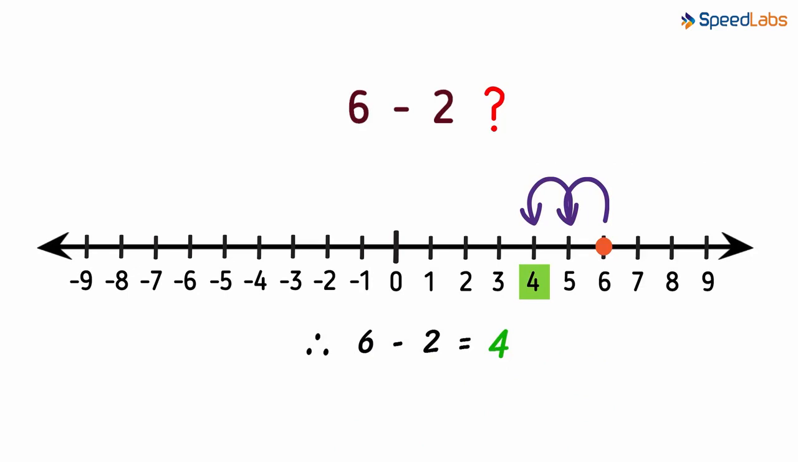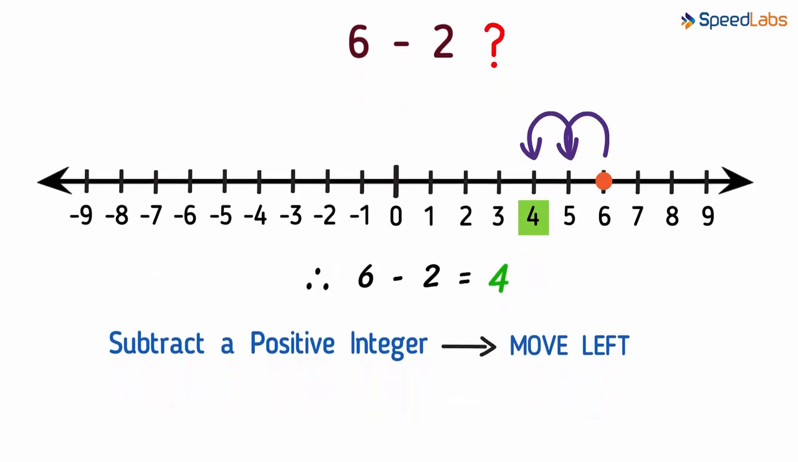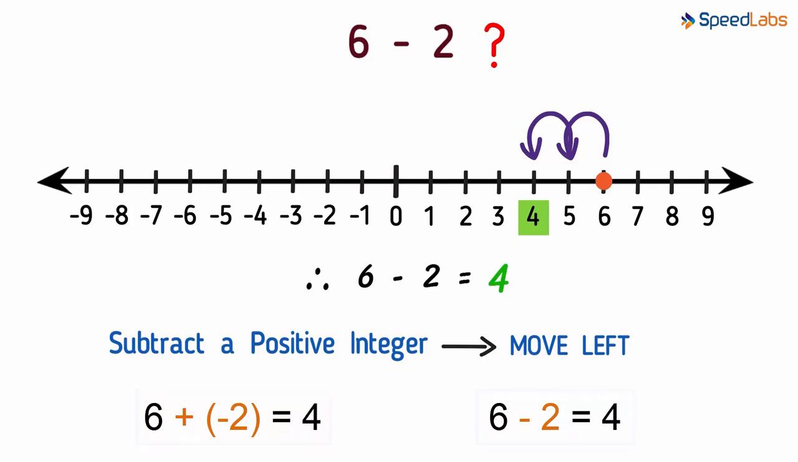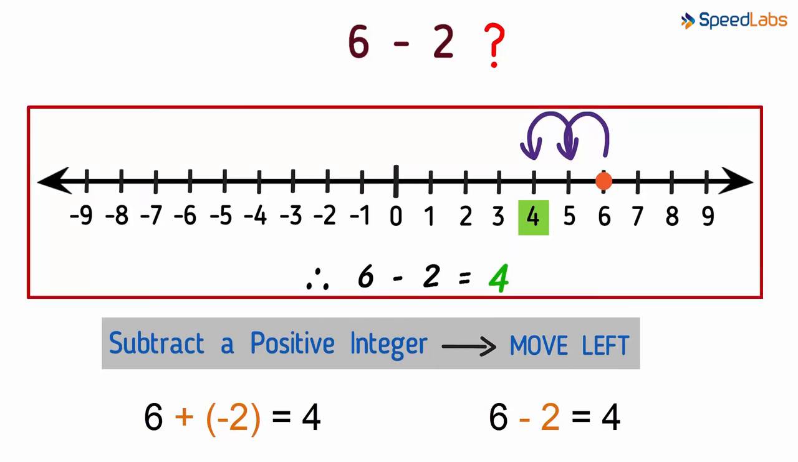Here we can say that to subtract a positive integer, we move to the left on the number line. It's because adding a negative integer and subtracting a positive integer both lead to decrease in the value of an integer. In simple words, we can say that to subtract a positive integer, we move to the left on the number line. We can apply this concept of subtraction of a positive integer by taking one more example. Are you ready for it?